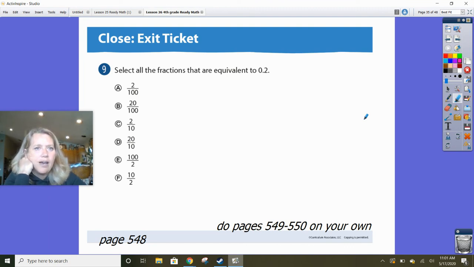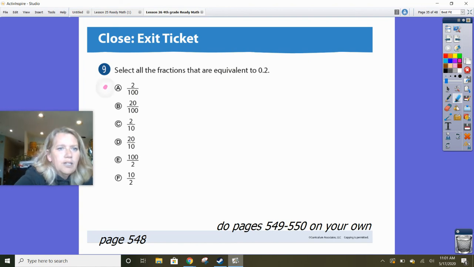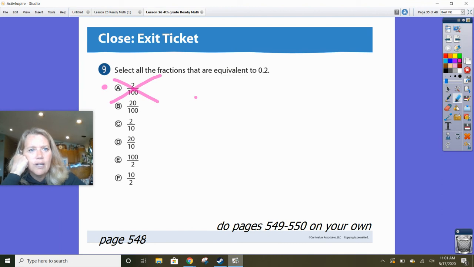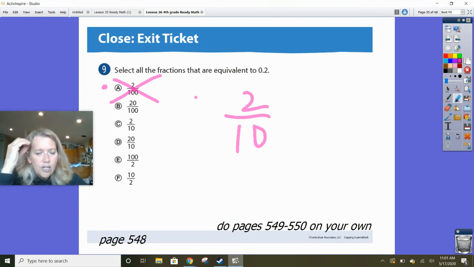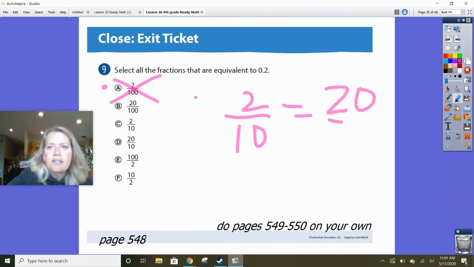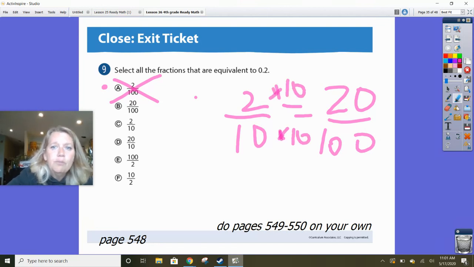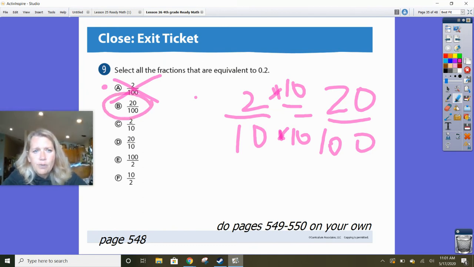All right, Cameron, what do you have? Does the first one work, Cameron? Let's check that one. 2 hundredths. Is that the same as this? Yep, you're right. It is not, because we are in the tenths place. We've got 0 and 2 tenths. Is 2 tenths the same as 20 hundredths? What do you think, Gabe? You are right. They are equivalent because you can do times 10 to the denominator, times 10 to the numerator because you're multiplying by 1. Yes, I agree.